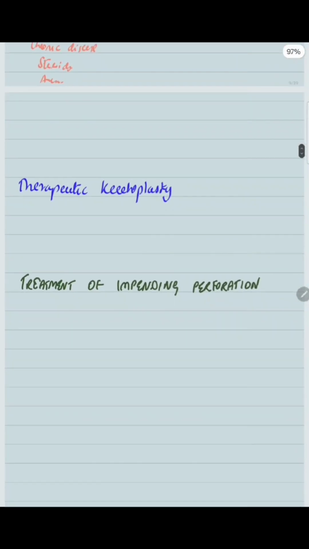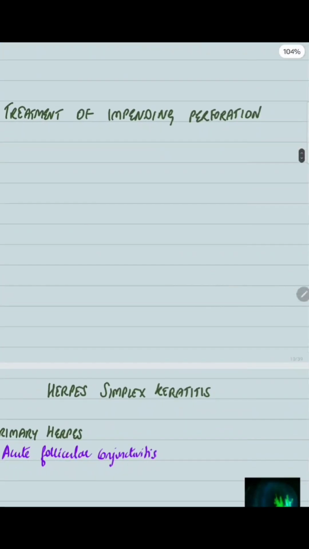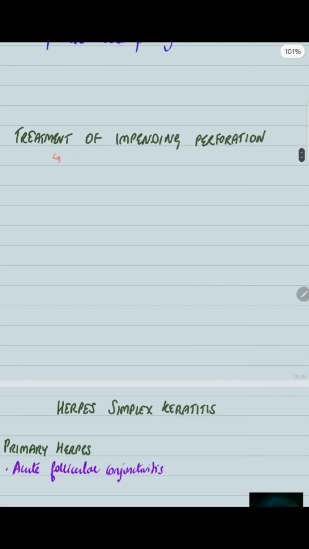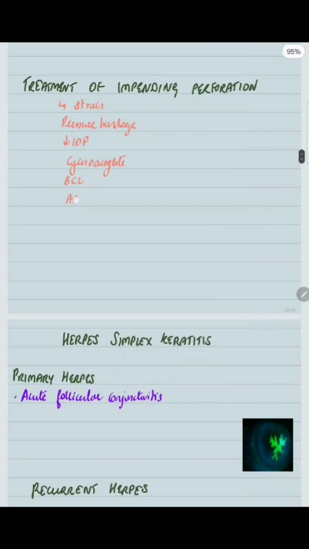The best treatment for a perforated corneal ulcer is therapeutic keratoplasty. Now, treatment of impending perforation. We should ask the patient to avoid straining the eye, like no coughing and no bending down. Then a pressure bandage can be given, and IOP should be lowered. Tissue adhesive glue like cyanoacrylate, soft bandage contact lenses, amniotic membrane transplantation, penetrating keratoplasty, or a tectonic graft can be done.